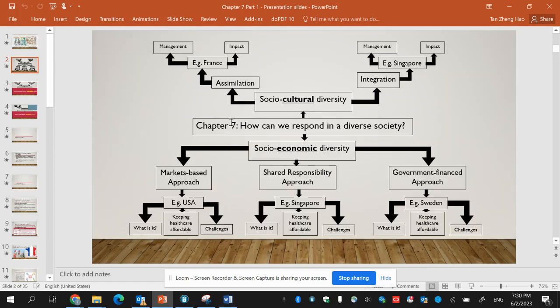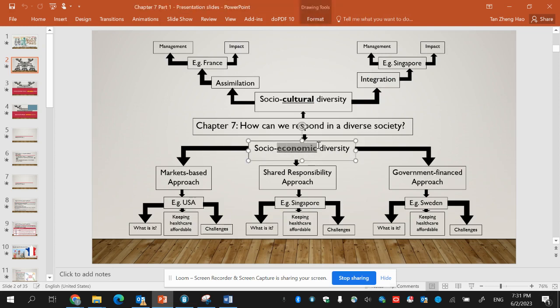Just to do a very quick recap, in this upcoming WA, the topics covered include assimilation, integration, market-based approach, and shared responsibility approach. Each of these approaches is represented by one country. You can see there's France, there's Singapore, and we are talking about culture. How do we manage culture in a country?